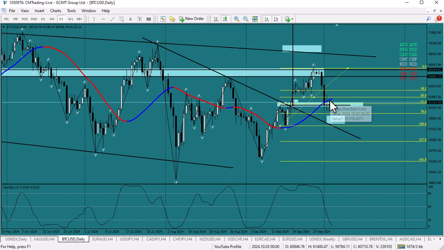So for me to be buying into this, I'm going to need a very strong big bull candle from this area before I will even consider buying in here.